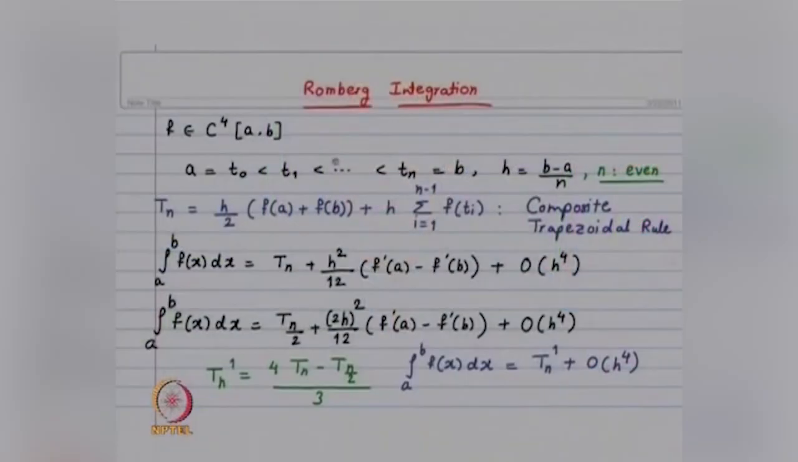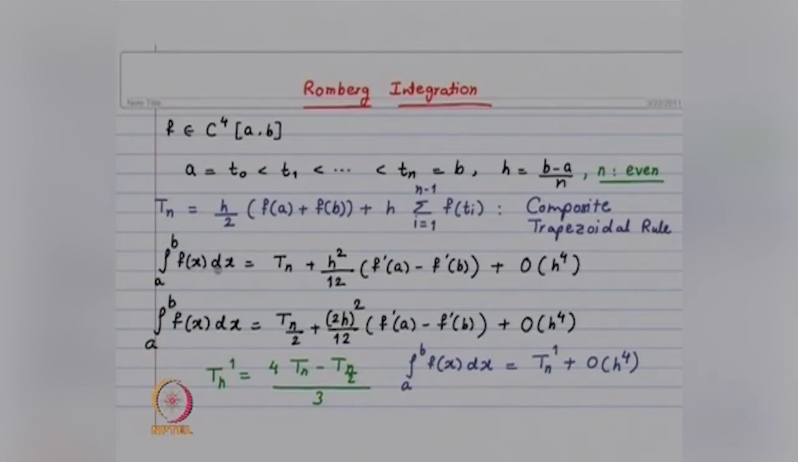So our function f is 4 times continuously differentiable. We look at a uniform partition of interval a b. So t 0, t 1, t n, these are equidistant points. h is the length of a subinterval, which is going to be b minus a by n, and in addition let us assume that n is even. The composite trapezoidal rule associated with this partition is given by: at the two end points the weight is h by 2, so h by 2 times f a plus f b, and at the interior partition points, that means t 1, t 2, t n minus 1, the weight is going to be h. So, this is the composite trapezoidal rule.